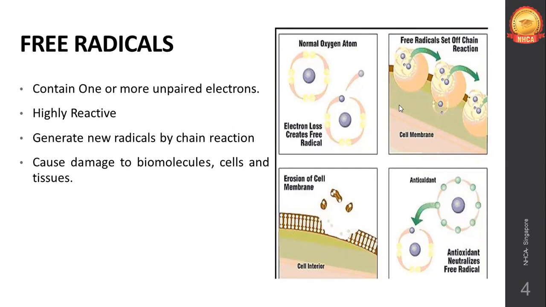What are free radicals? Any atom that has an unpaired electron, which is highly reactive and highly unstable, and which can cause a chain reaction of destruction at the cellular level. This is what a free radical is. And what are antioxidants? Antioxidants have a lot of electrons which they are ready to give up for the free radicals to take and stabilize themselves.